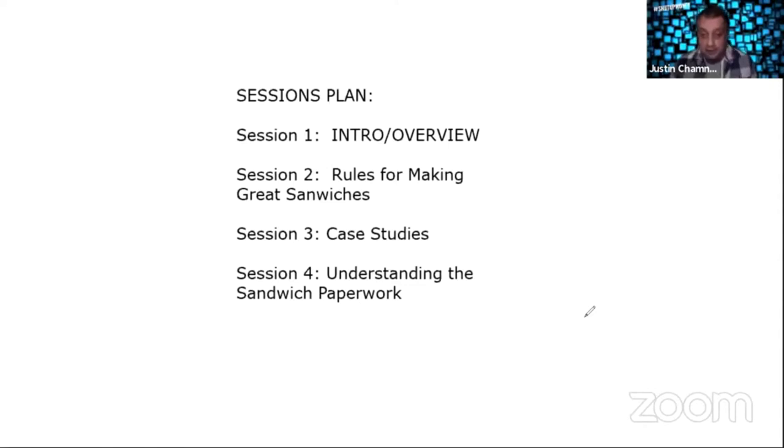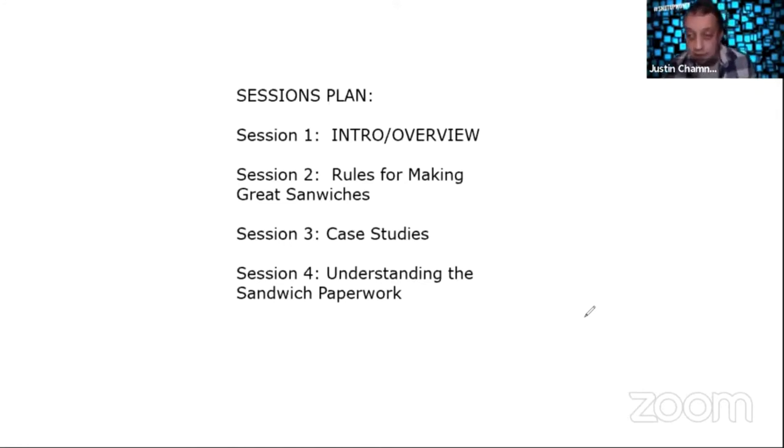Sorry, I misspelled in session number two here, rules for making great sandwiches. I could have said sandwiches. Rules for making great sandwiches, that will be the next session.